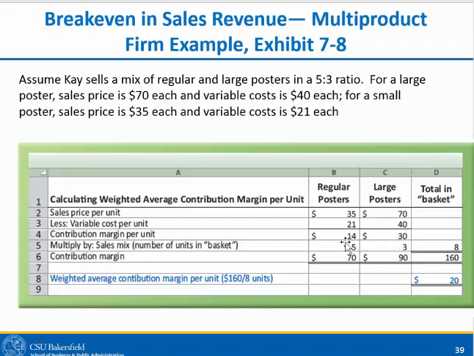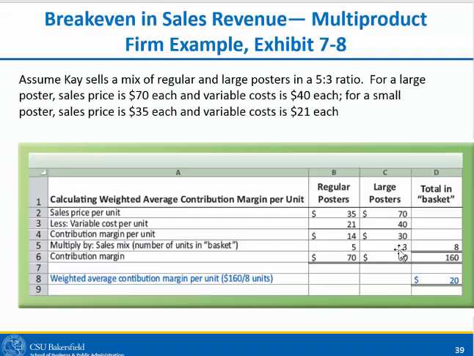So we multiply $14 by 5 to find the contribution margin for 5 regular posters, which is $70, and we multiply 30 by 3 to get $90 for 3 large posters. Then we add $70 to $90 to end up with a $160 contribution margin in the basket. So you can imagine that I have one basket consisting of 5 regular posters and 3 large posters, 8 units in total, according to their sales ratio.